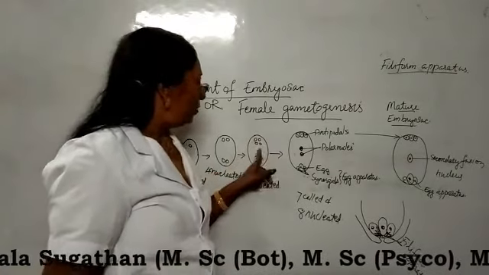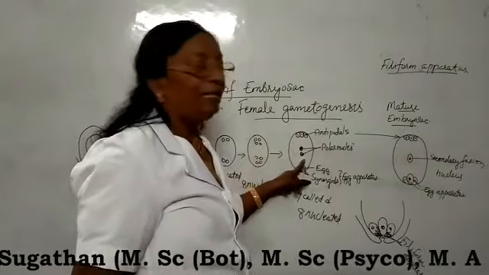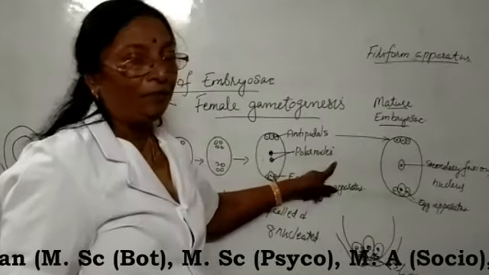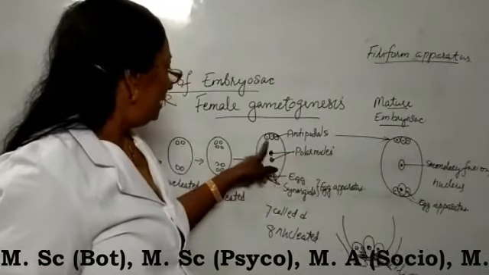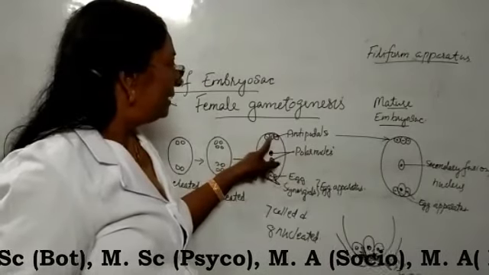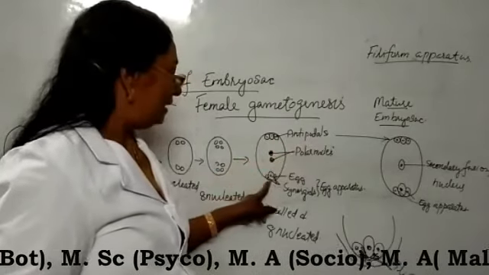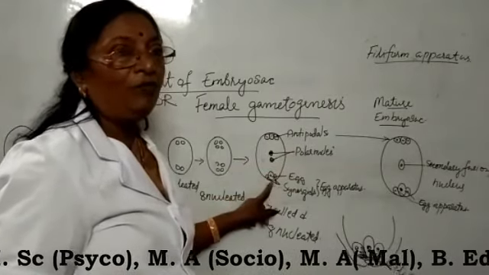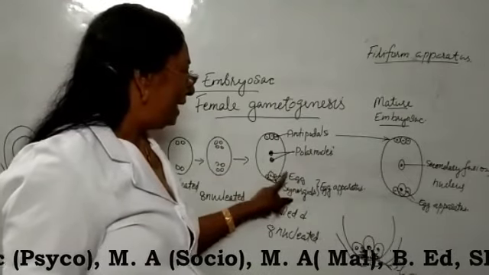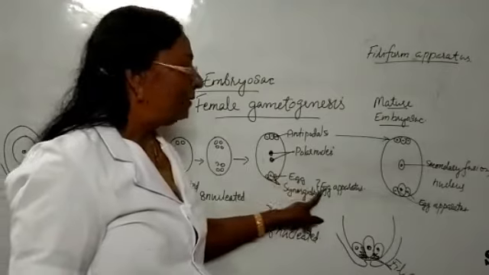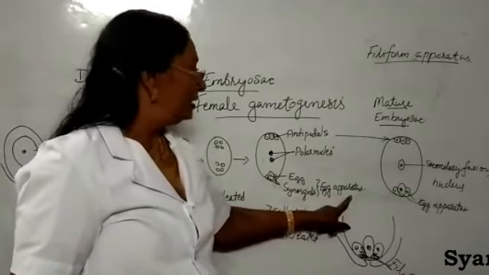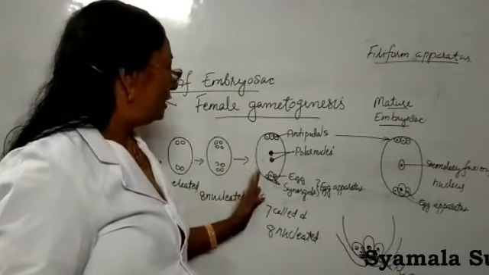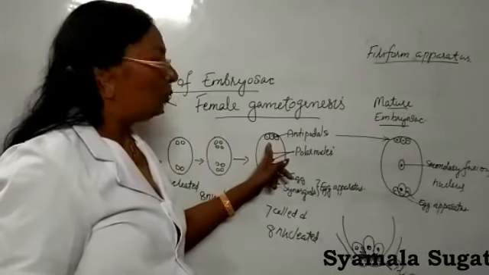Now we can see one nucleus from each pole migrates to the center, and these nuclei are called the polar nuclei. And the three nuclei at the chalazal end develop into antipodals, and the three nuclei at the micropylar end by wall formation develop into egg and synergids. These together are known by the name egg apparatus. Thus, a fully developed embryo sac is 7-celled and 8-nucleated.